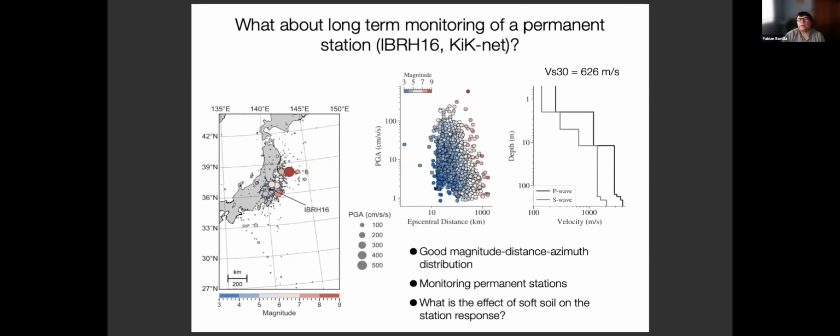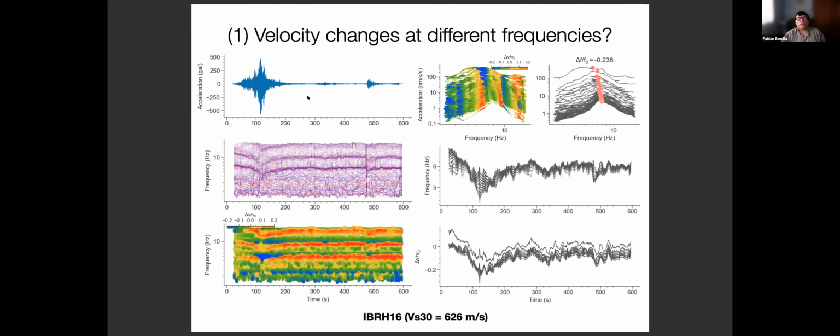And it has a very nice PGA distribution and magnitude. This site is interesting because it says it has 626 meters per second, BS30, but you can see that at less than 10 meters, you have velocities around 300 meters per second. So using this technique, now we improve this analysis by using different frequency bands.